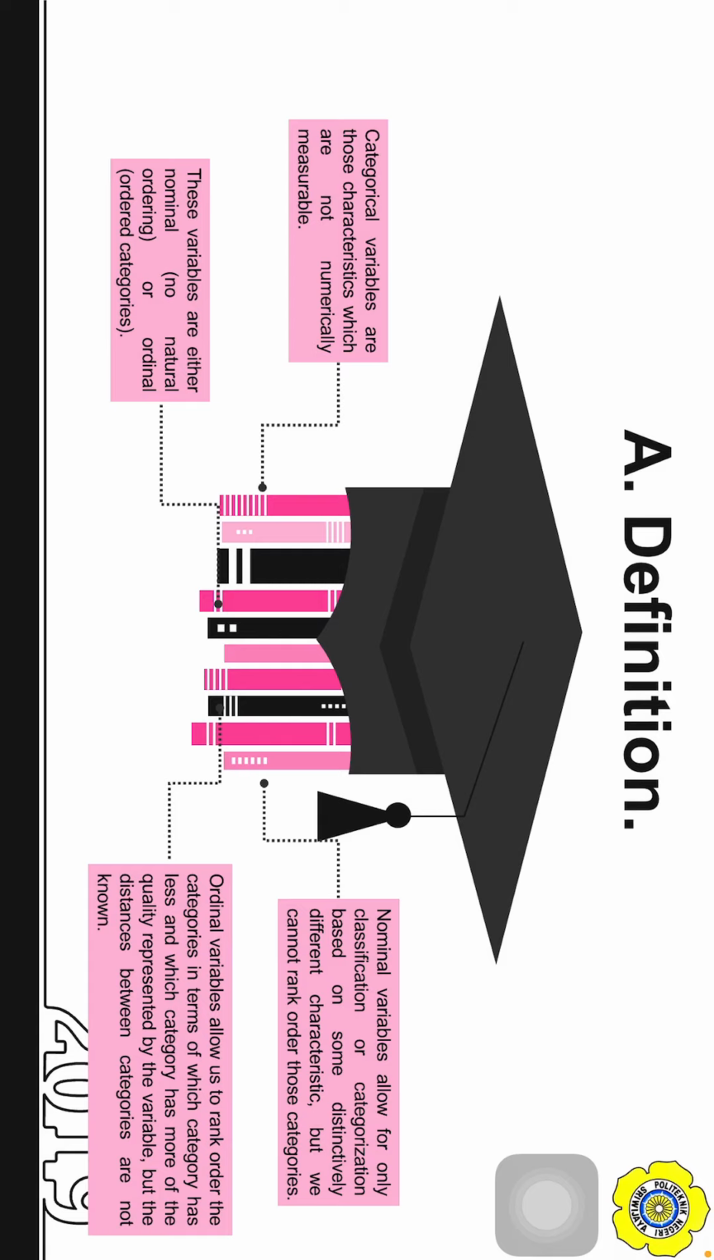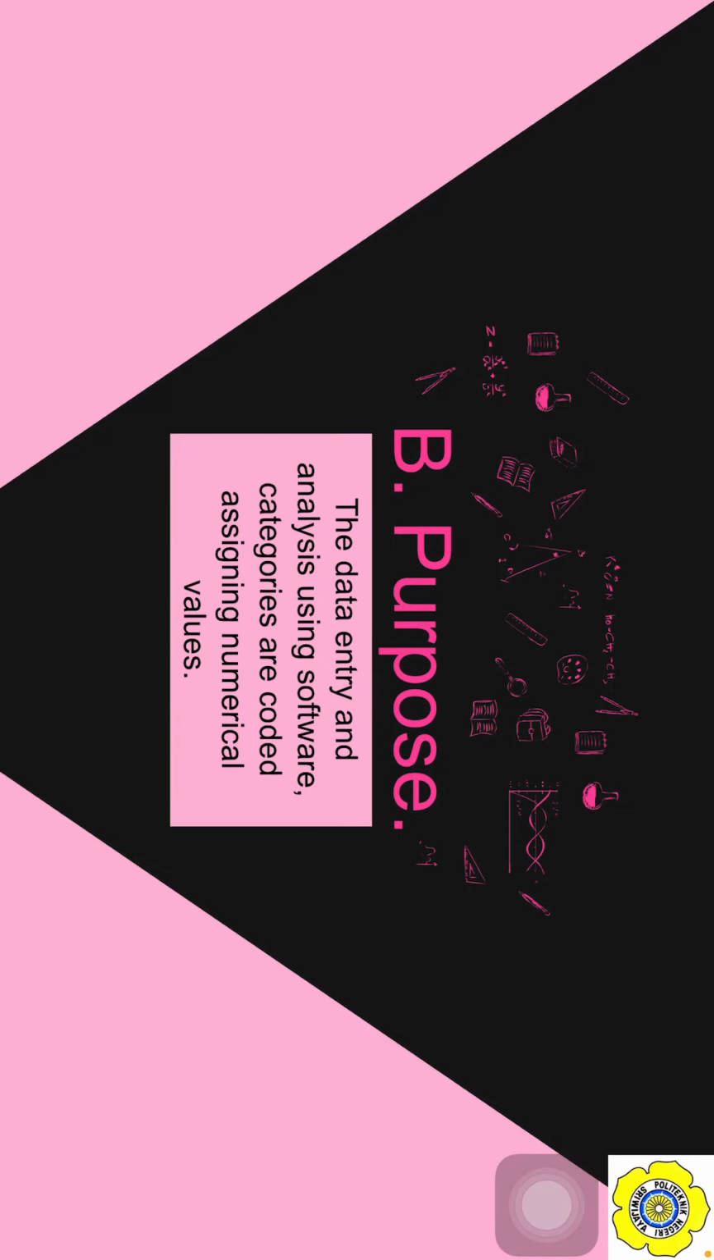Different from nominal variables, ordinal variables allow us to rank order the categories in terms of which category has less or more of the quality, but the distance between categories is not known. Okay, go on to the next. It's about the purpose. The purpose of this variable is to enter the data and analyze it using software. The categories are all coded by assigning numerical values.